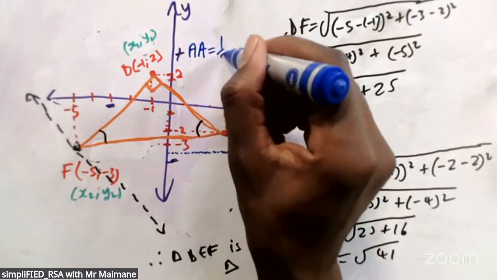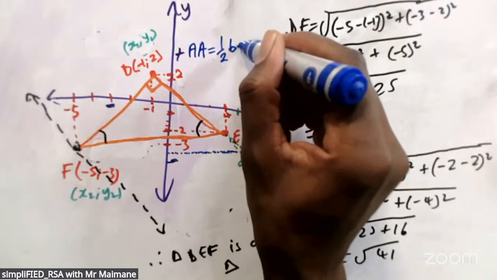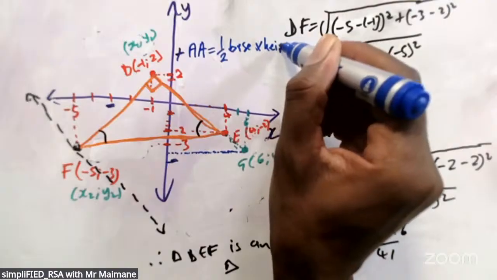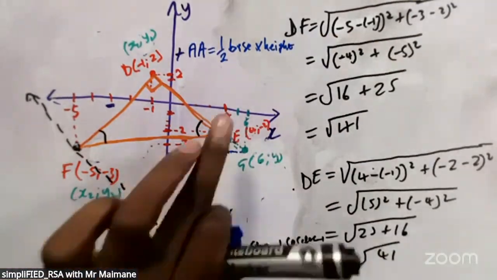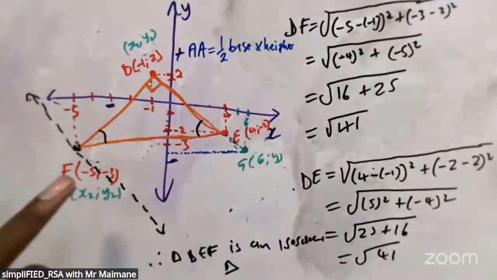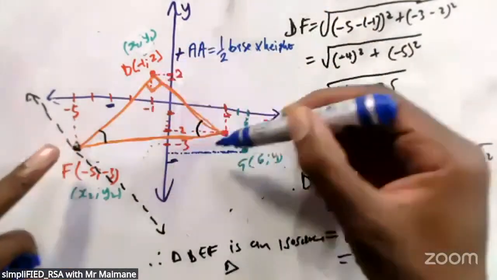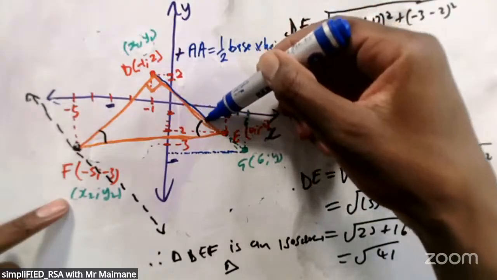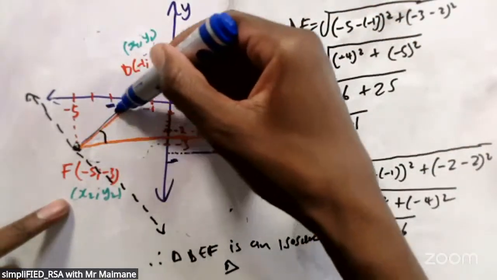The area of a triangle is equal to half the base multiplied by the height. Half the base multiplied by the height. And since this is a right angle triangle, this is going to be your base, this is going to be your height.